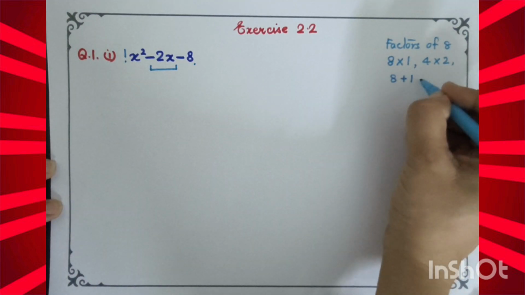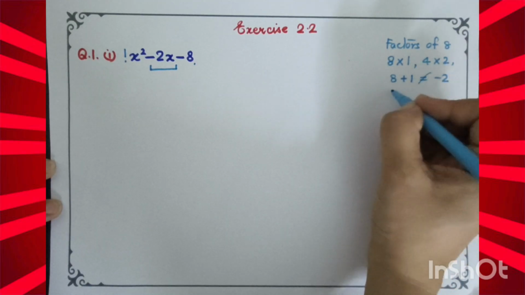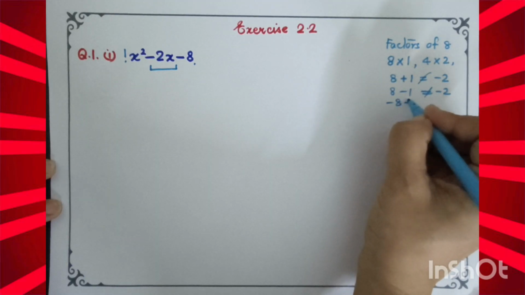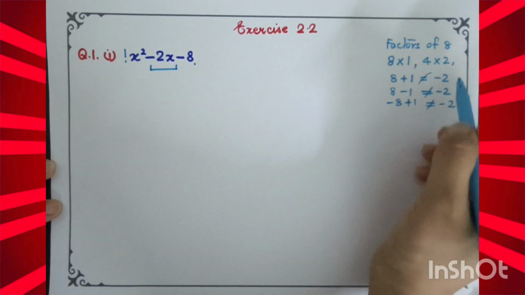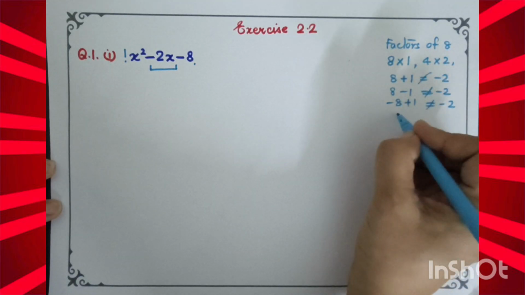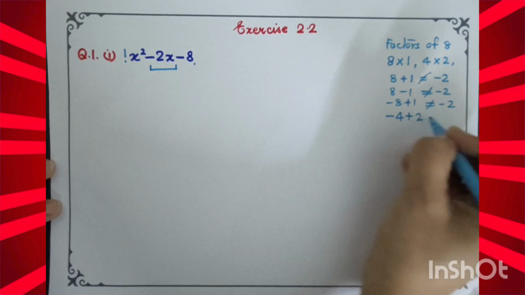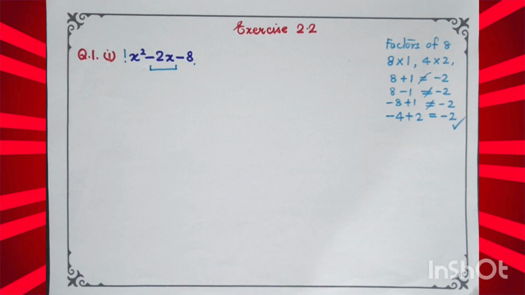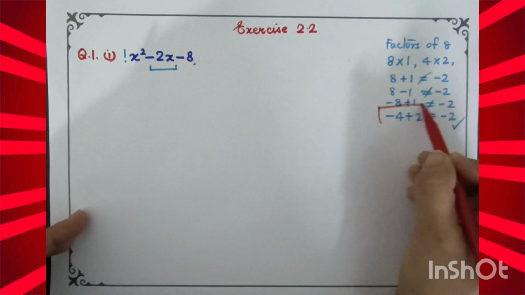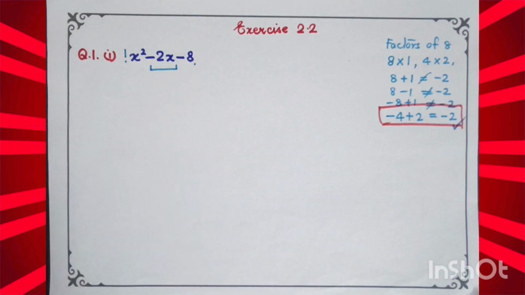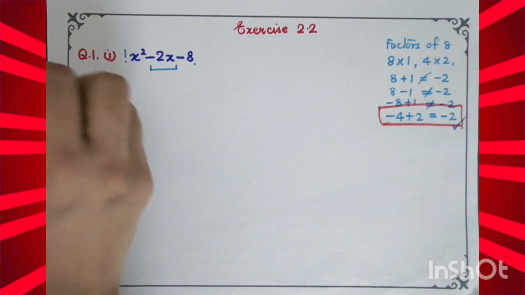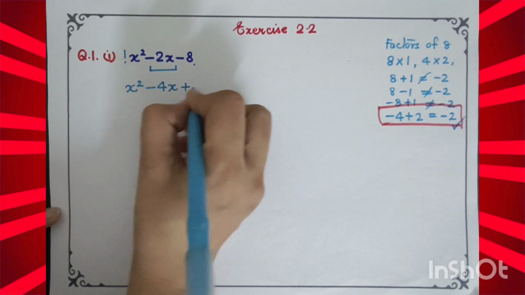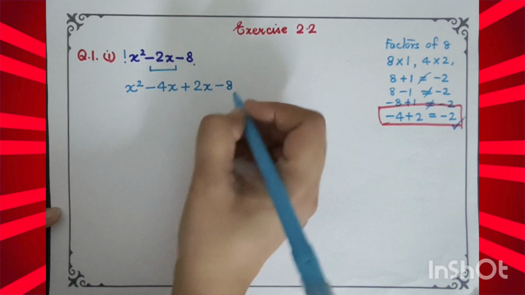Now we'll see the different combinations. 8 plus 1 will not get minus 2. If we do 8 minus 1, we will not get minus 2. If we do minus 8 plus 1, we will not get minus 2. You can try other combinations from 4 and 2 as well. You will see that if we take minus 4 and plus 2, we will get minus 2, which is exactly the middle term that we need here. So we will take this combination of the factors, that is minus 4 plus 2. Let's write it here: x square minus 4x plus 2x minus 8.